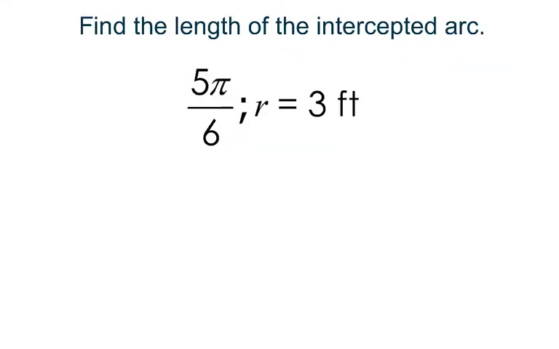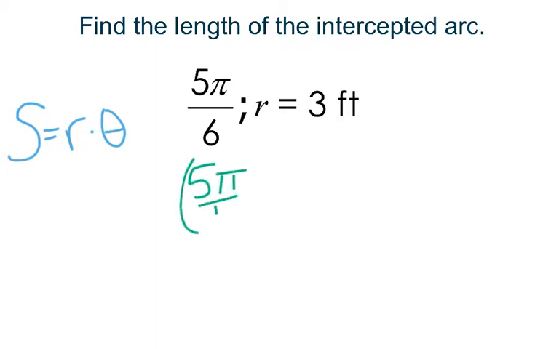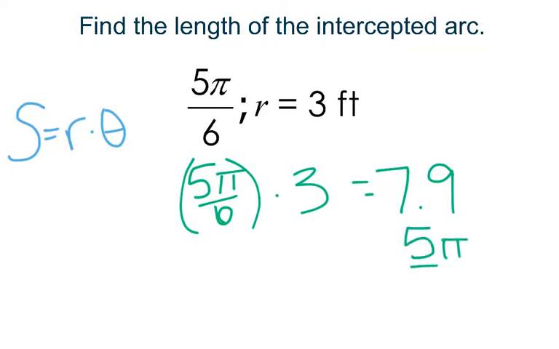Alright, so I'm going to write the formula again over here. So S equals R times theta. This is really nice. So all you have to do is 5 pi over 6 times 3. That's literally it. Alright, and I got about 7.9 if I round to 1 decimal place. If I left it in terms of pi, that would be 5 pi over 2. So remember, when you leave it in terms of pi, you just have pi in the answer.